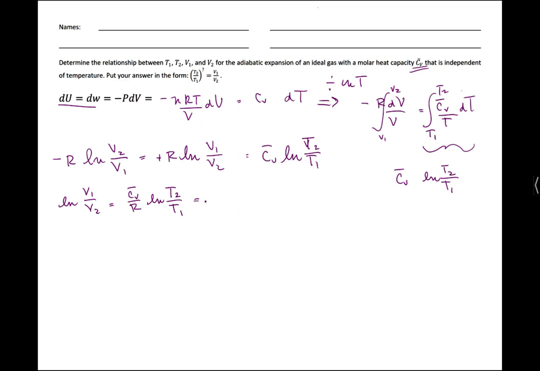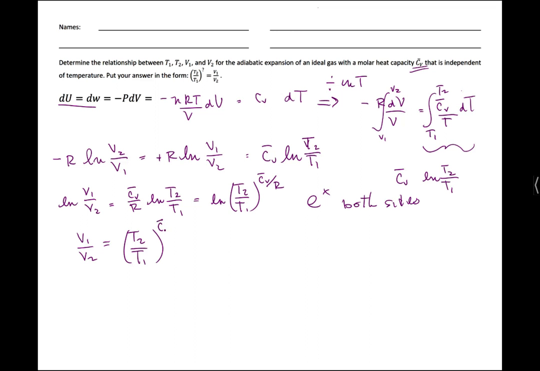Because I need to take the anti-log, or the inverse function, I'm going to choose to put T2 over T1 to the power of C_V over R. Now I can take the exponential of both sides, and what we end up with is V1 over V2 is equal to T2 over T1 to the molar heat capacity over R. If you think back to what we've just derived, for a monoatomic ideal gas, the molar heat capacity is 3/2 R. So 3/2 R over R, that's 3/2. That's what we've derived. Does that make sense?